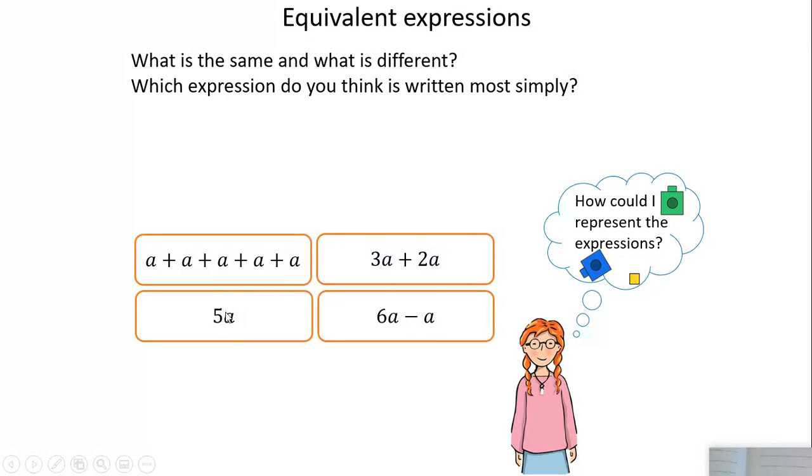And we call this simplifying. If I gave you this expression, a plus a plus a plus a plus a, and I said, simplify that for me, I'd be asking you to write it as 5a. You're bringing all those terms together. And again, if I said, what is 3a plus 2a, you could answer that as 5a. 3 lots of something plus 2 lots of something is equal to 5 lots of that thing. And again, 6a minus a, if you've got 6 of something and you take away 1 of it, you will end up with 5 of that thing.